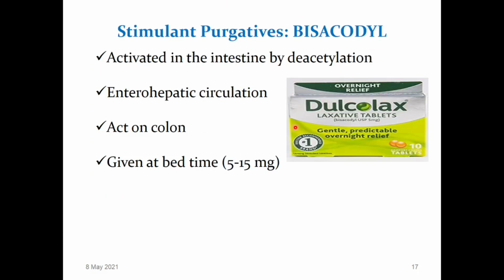This is a very common brand. That's why I have added this. All of you will prescribe this sometime in your clinical life.